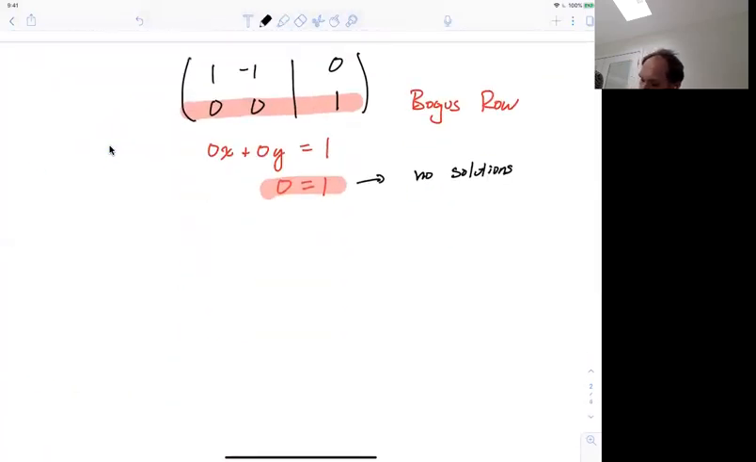Okay, so let's be a little more technical now. I want to talk about and do an example of a standardized method.